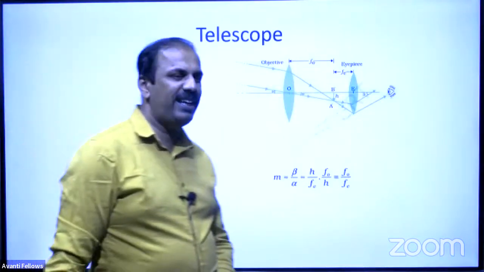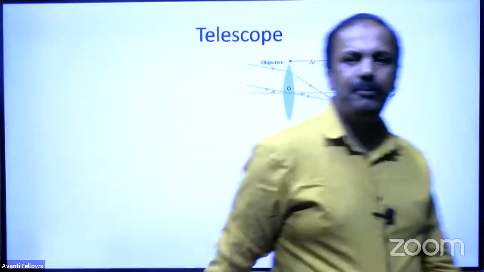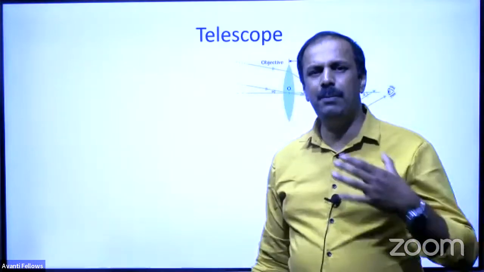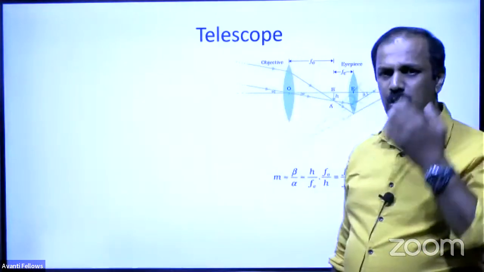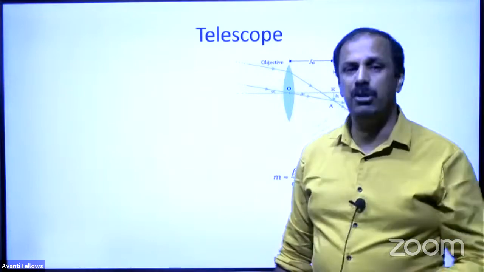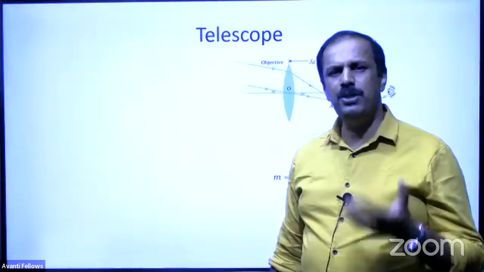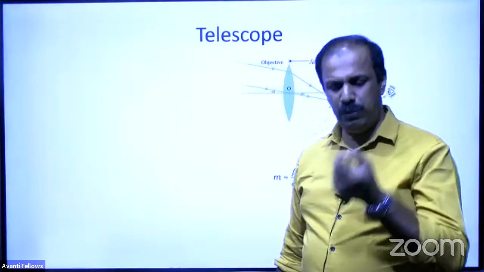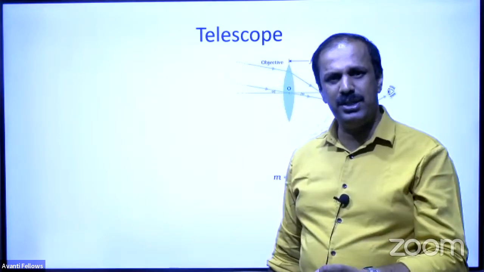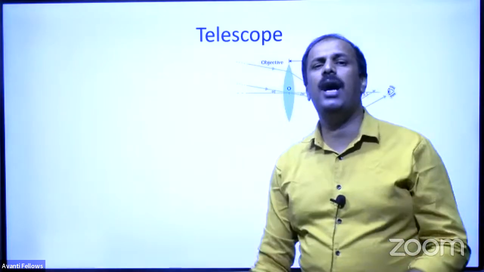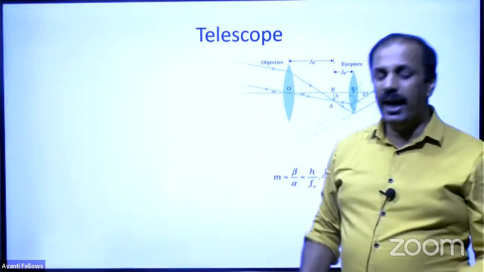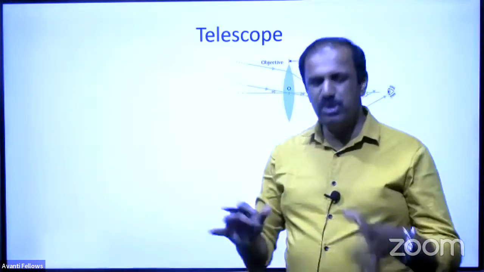Now we'll move to the telescope. When you take the microscope and telescope, first you should know the purpose of each. A microscope is used to see some object which is very small and very close to us. We have to see that one, so it should have very high magnification.